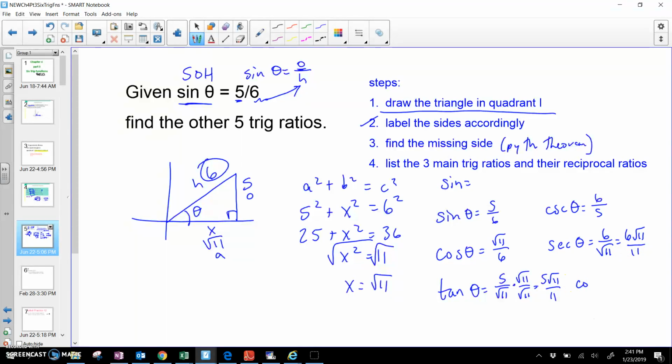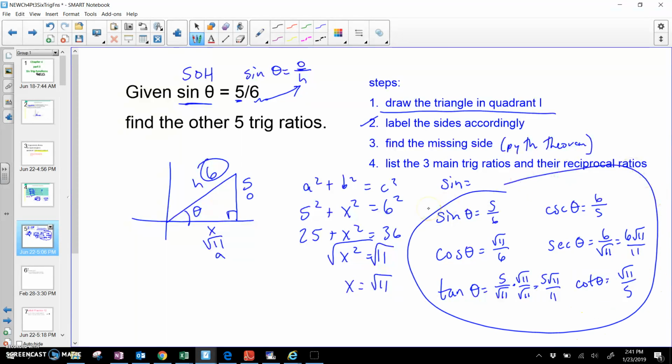And then finally, cotangent theta. I'm going to go back to the beginning where it's 5 over root 11, and then it's just root 11 over 5. So this is what I would have as my 6 answers. Now, sometimes depending on which answer key you're looking at, they may have decimals instead of radicals. I tend to leave my radicals, but I am totally fine either way. You can do whatever you want. Okay? All right, so that's the first one.